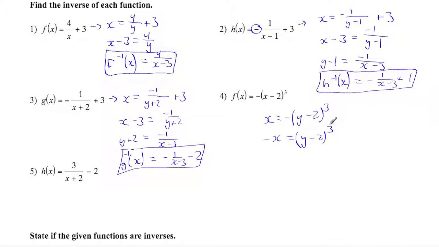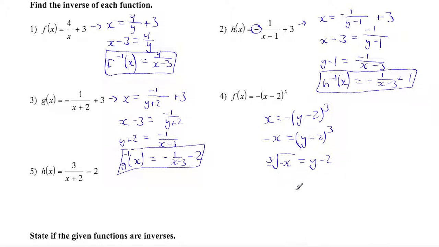Now I have this raised to the third power. So how do you want to do it? Well, I take the third root. Much like if I had y is equal to x squared, how do you solve for x? I take the square root of both sides, except this is not a square root, this is a cube root. So I'm going to have the cube root of negative x is equal to y minus 2.